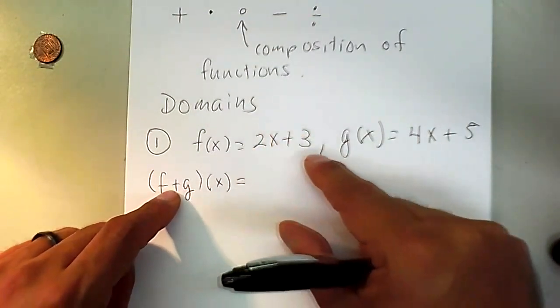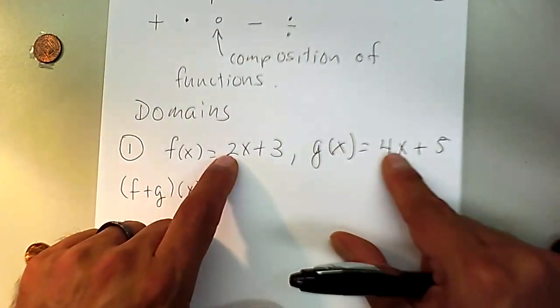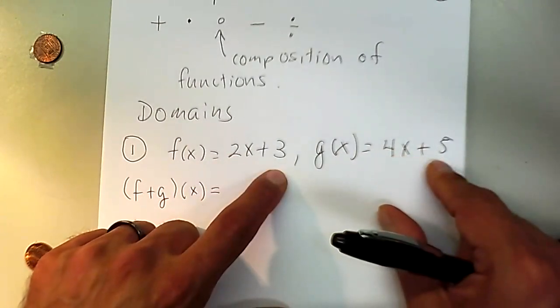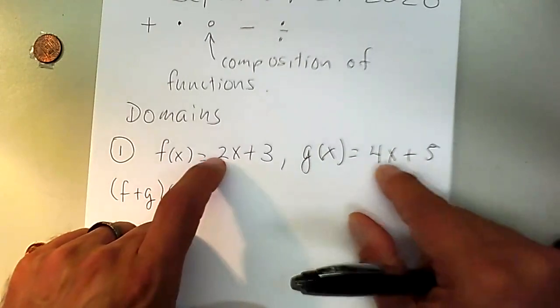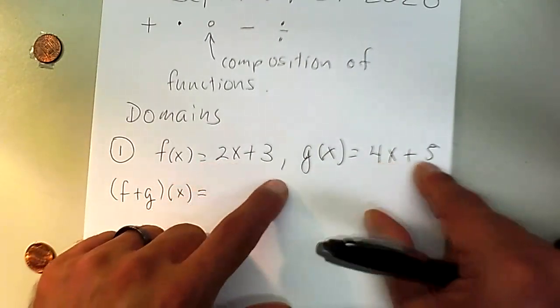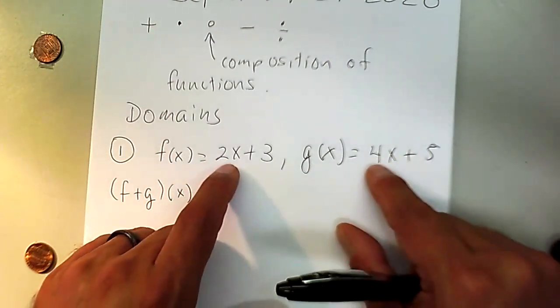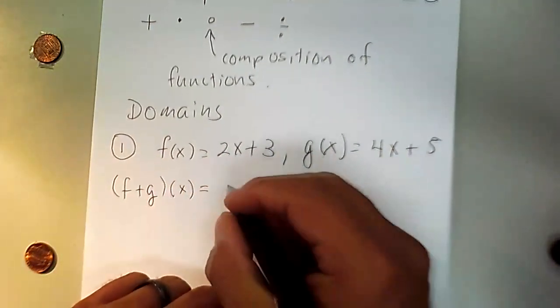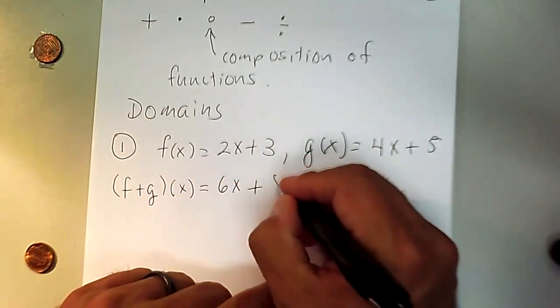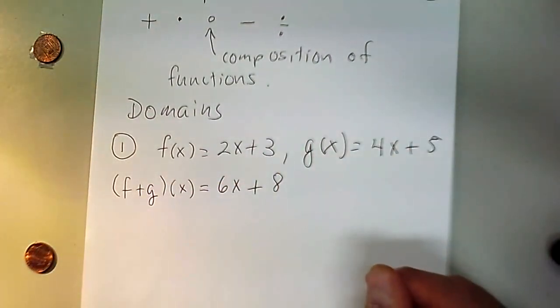So that's quite straightforward. Since the outputs are made up by those polynomials, the addition of the function is going to be made up by the addition of the polynomials as well. So we're going to end up with 6x plus 8. And that's it.